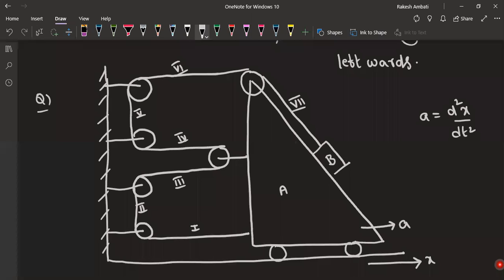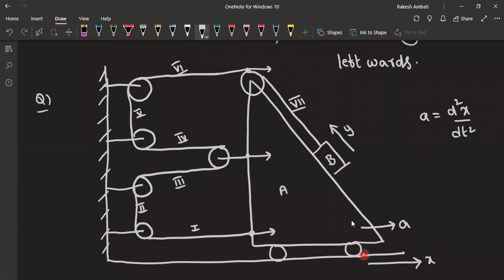If the wedge is moving rightwards, the block will move up through a distance of y. If the wedge is moving rightwards through distance x, this is the first segment length. As the wedge is moving, this point also will move rightwards through distance x. So this type of changes will happen.